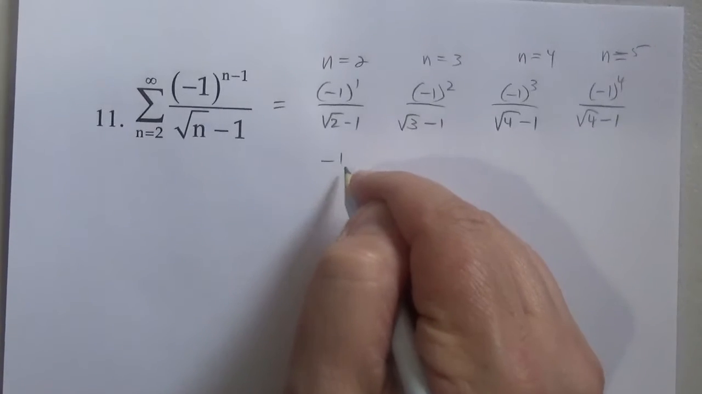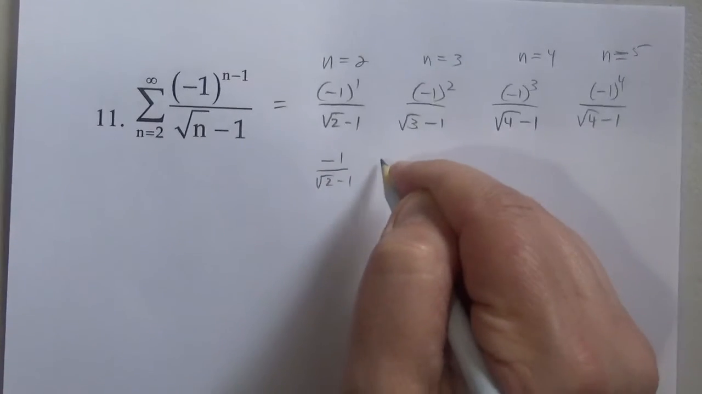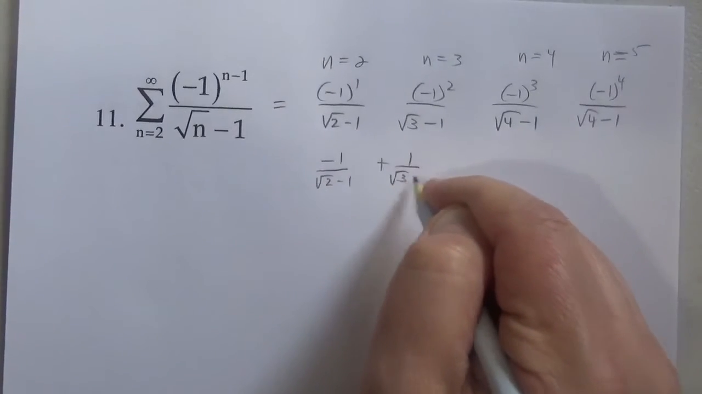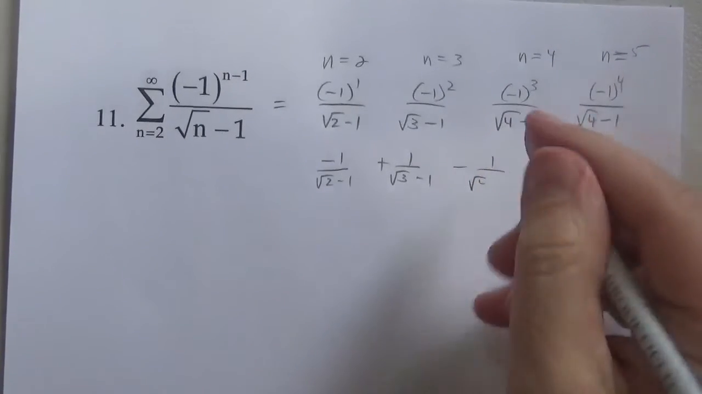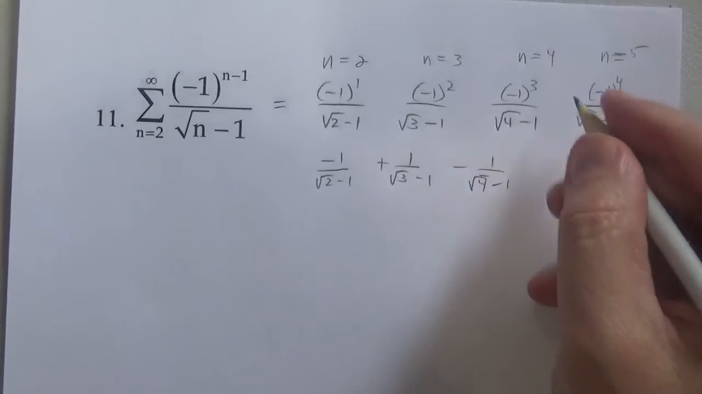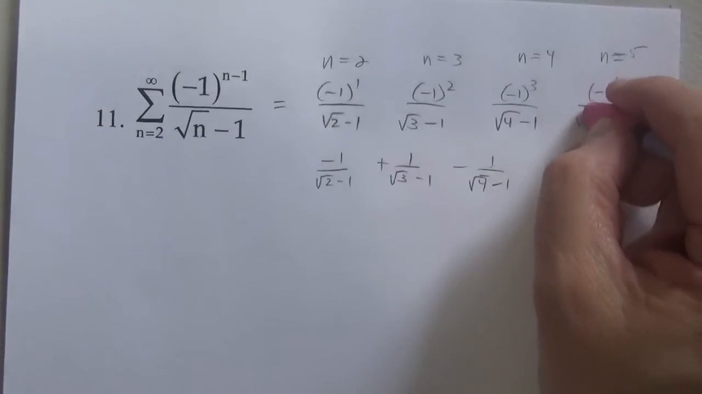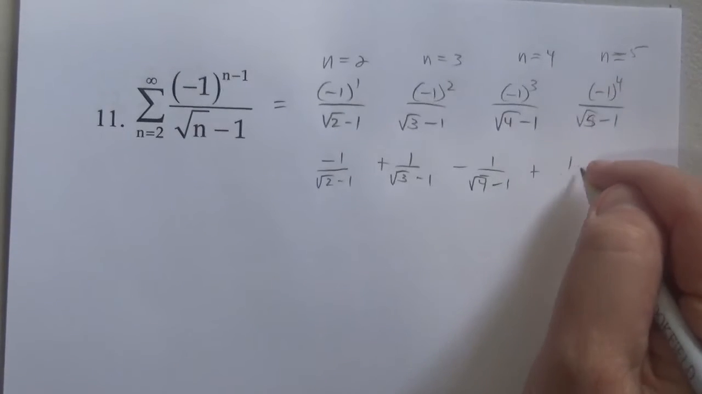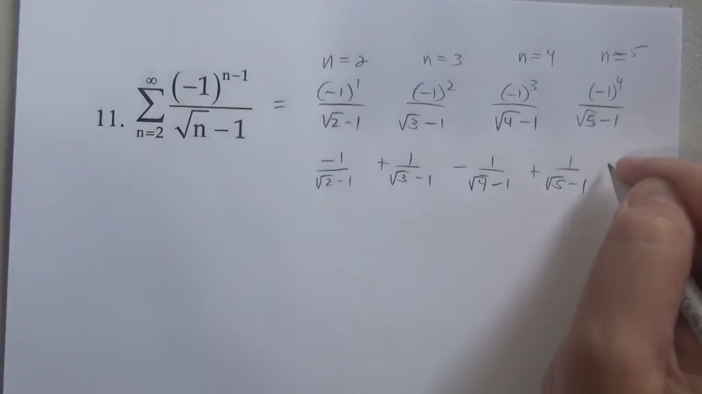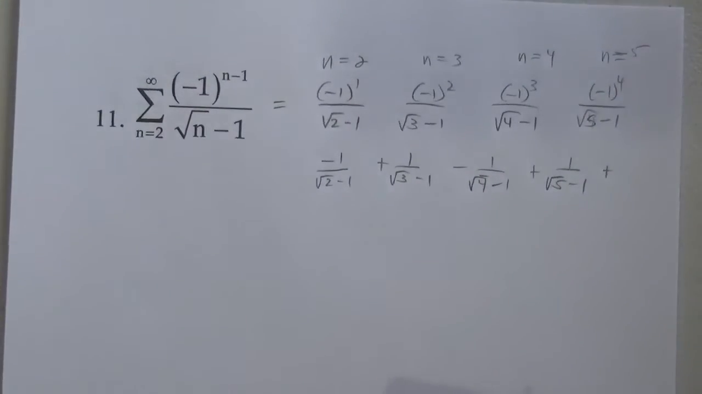So this is negative 1 over radical 2 minus 1. This is plus 1 over radical 3 minus 1. This is minus 1 over radical 4 minus 1, which everybody knows is equal to 2. This is a 5 over here, not a 4. So this is a plus 1 over radical 5 minus 1. So that feels very much like an alternating series.